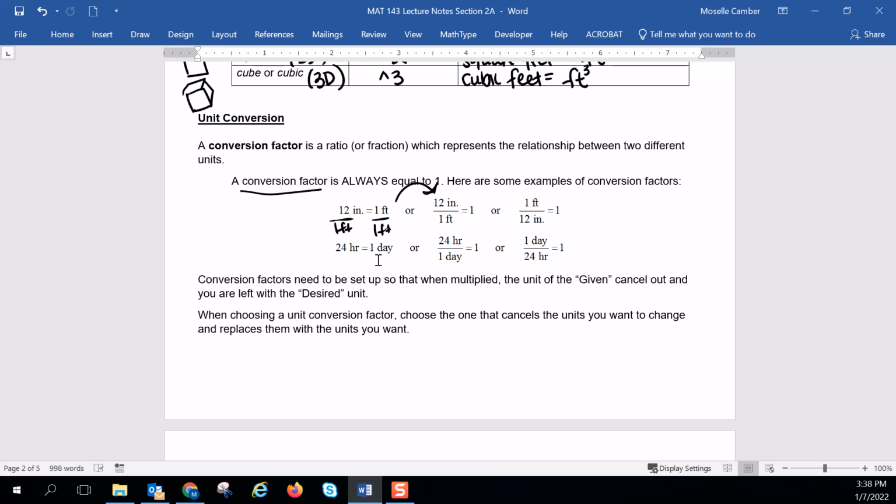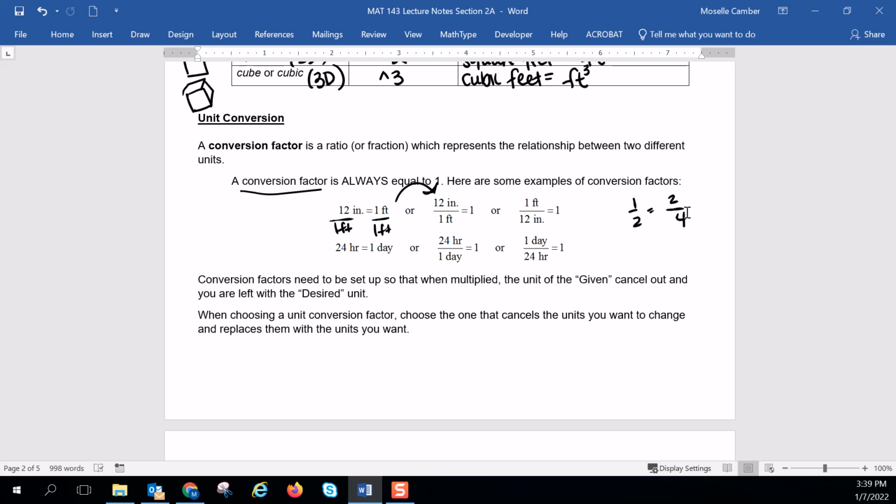In this case, it works a lot like variables. Now we can do a similar thing: we can divide both sides by 12 inches, and we get 1 foot divided by 12 inches is equal to 1. So basically when we're doing these conversion factors, we are just multiplying something by 1 to get a similar fraction, just like we might say 1/2 is the same thing as 2/4. They're written differently, but they're essentially the same thing.